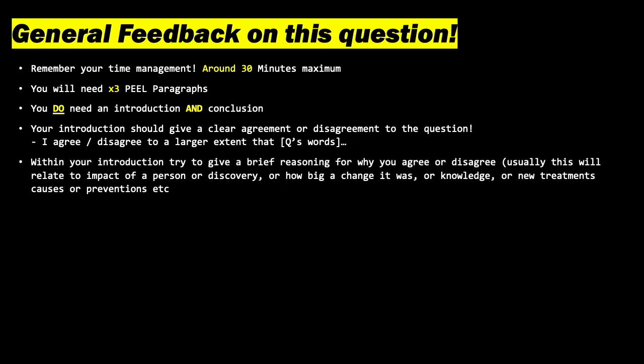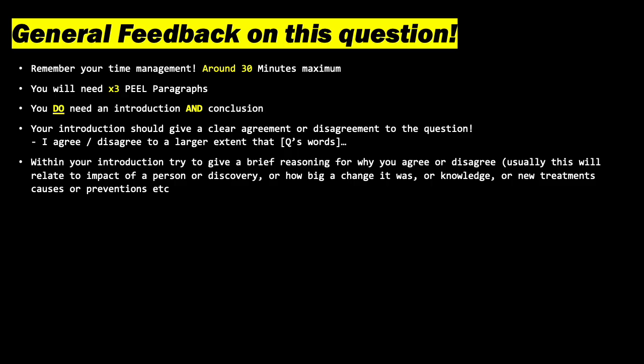And then within your introduction, this is the tricky bit that's probably worth maybe the top 2 or 3 marks out of the 16. Try to give a brief reasoning for why you agree or disagree. Usually it'll relate to the impact of a person or a discovery, or how big the change was, or was it knowledge, or was it a new treatment, a cause or prevention. You decide. And this is the good bit about this question: once you've set your criteria, then no one can say you're wrong. You just then need to prove why your criteria is more important than the others.